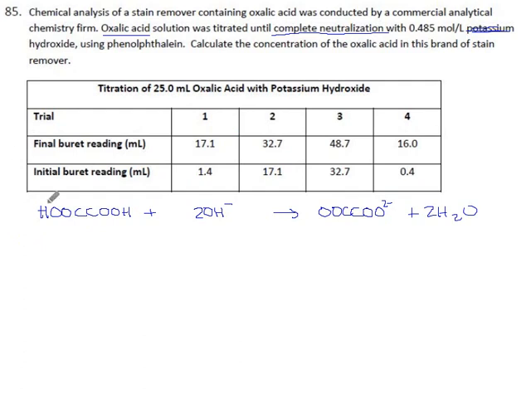So, what do we know here? 25 milliliters of oxalic acid. They consistently use 25, 0.025 liters. And what else have they given us? The hydroxide concentration is 0.485. That's good stuff. 0.485 moles per liter.